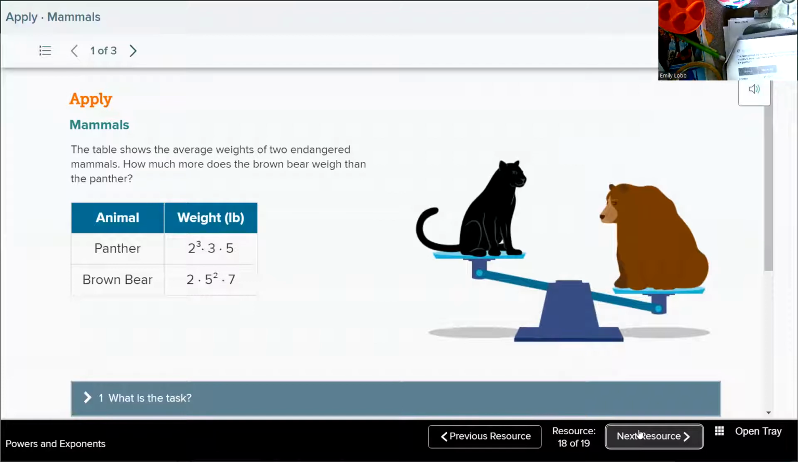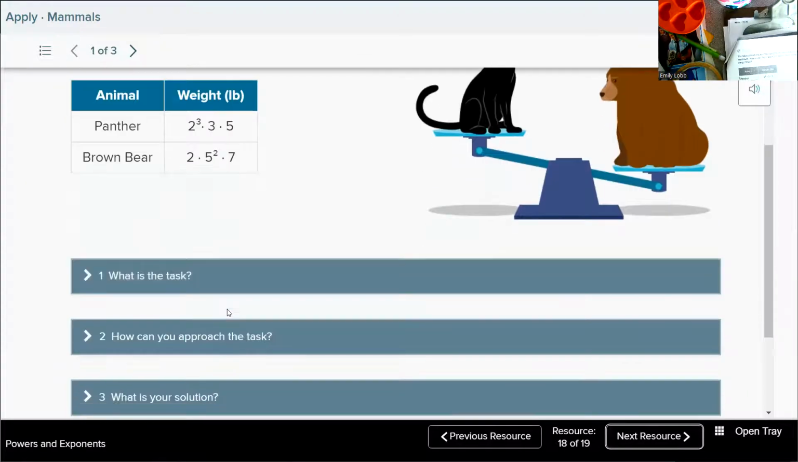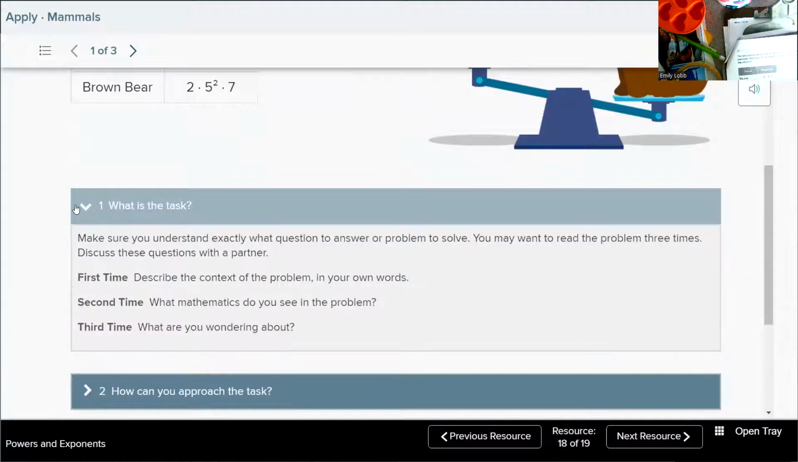Awesome. Mammals. The table shows the average weights of 2 endangered mammals. How much more does the brown bear weigh than the panther? First of all, we're trying to decide what is the task, and they have some ways to help you understand. Make sure you understand exactly what the question to answer or problem to solve is. You may want to read the problem 3 times and discuss these questions with a partner.